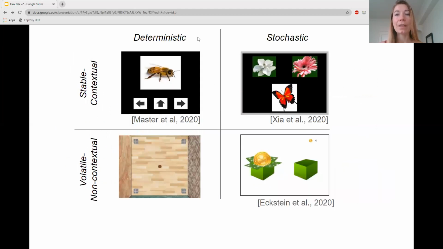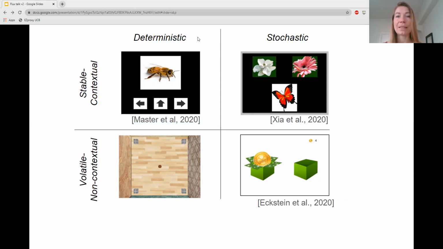Here are the 4 tasks. The 2 on the left have deterministic feedback, while the 2 on the right have stochastic feedback. And the 2 on top have several contexts, with stable contingencies, while the 2 at the bottom have a single context with volatile contingencies. Stable contingencies just means that the correct response never changes, and volatile means that the correct response can change. So let me explain each task a little more.